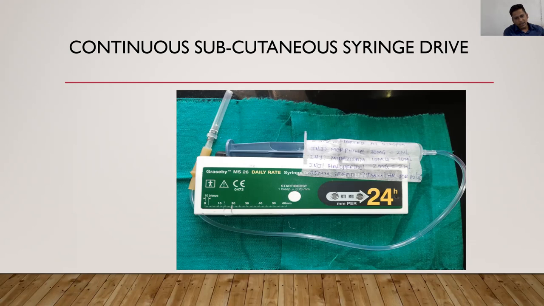What does it mean? So morphine, midazolam, and haloperidol are compatible drugs. These are the three compatible drugs, where these three drugs can be mixed together and administered together. So all the drugs can enter into the bloodstream directly. The only thing stopping me here is that IV has more access and is faster acting when compared to the subcutaneous.